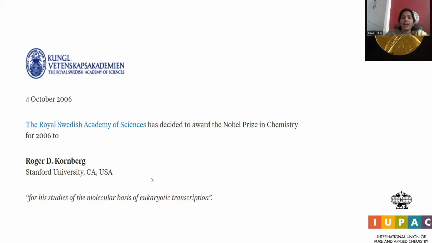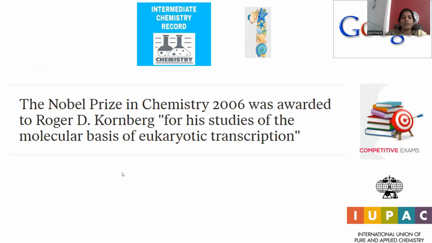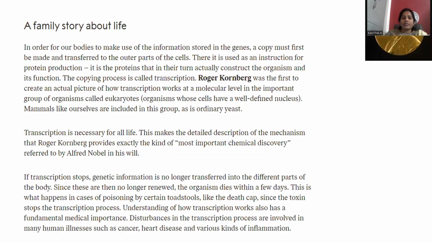So this is how important the process is, and this transcription was identified at the molecular level, especially in the eukaryotes, by Roger D. Kornberg. For this, he was accorded the Nobel Prize in the field of chemistry. Let's move on to another question.